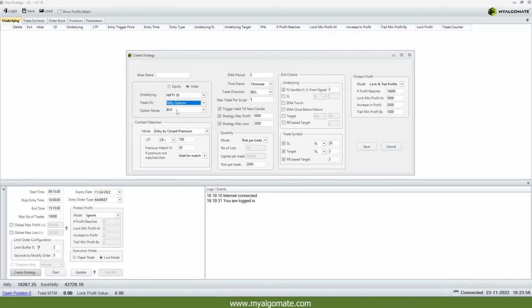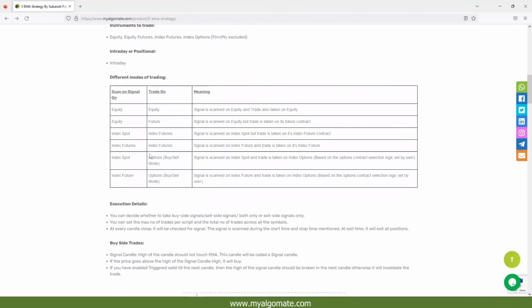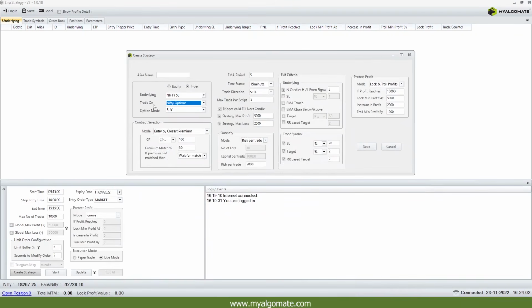So for options, there are two modes given. One is the option buy mode and one is the option sell mode. Let's say if there is a buy signal generated and you want to buy call options, for that you can set the option mode as buy. And let's say if a buy signal comes and you want to sell put instead of buying the call, then you can set the mode as sell. Likewise, you can set the option buy mode for Nifty or Bank Nifty. Currently Fin Nifty options are not added. Once the liquidity is enough, we will add the Fin Nifty as well.